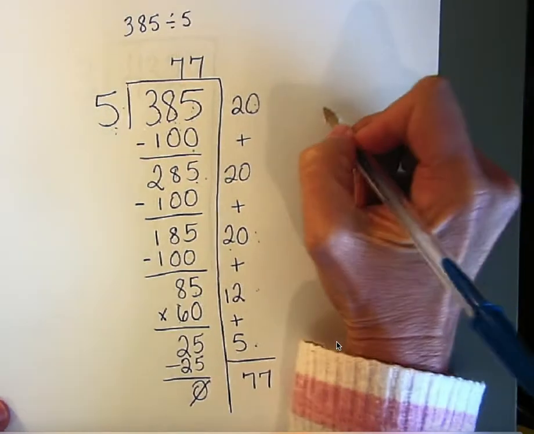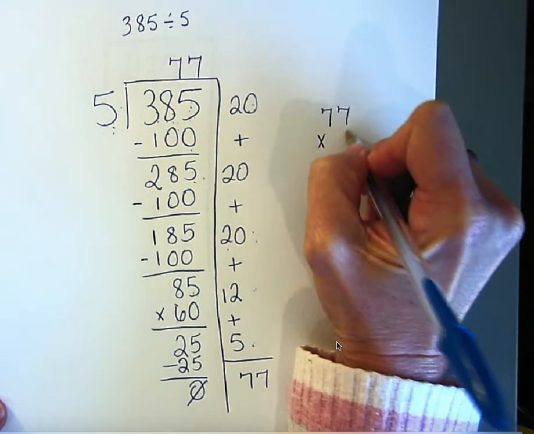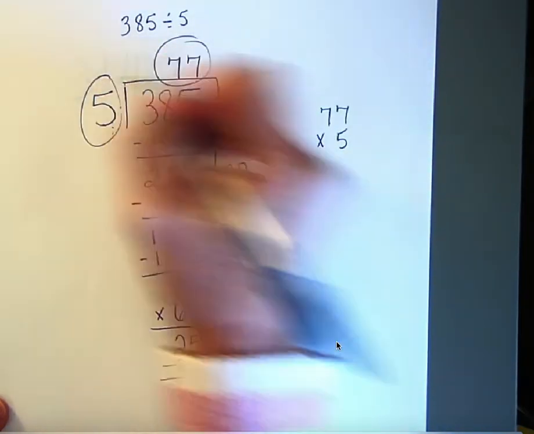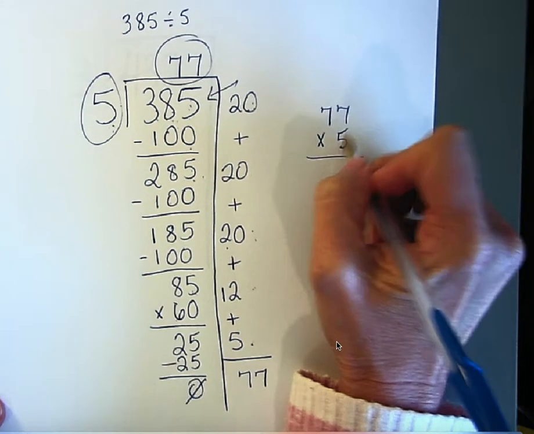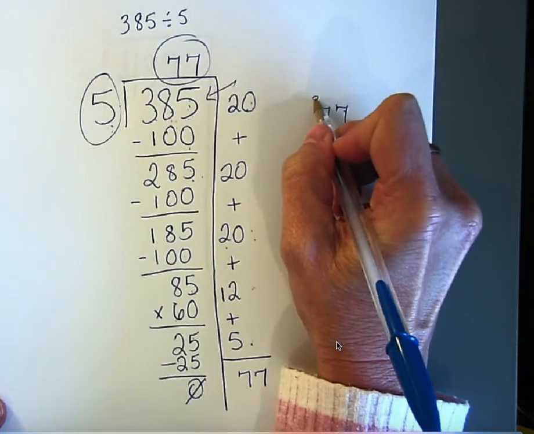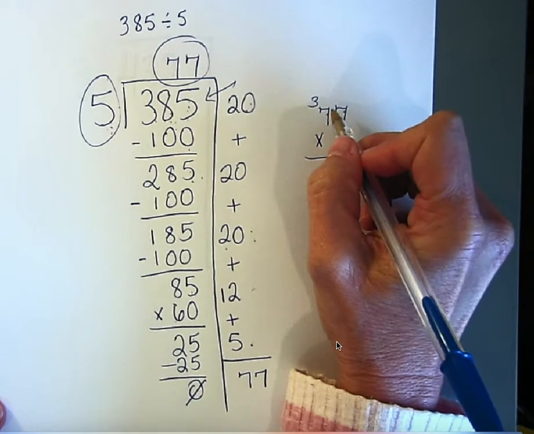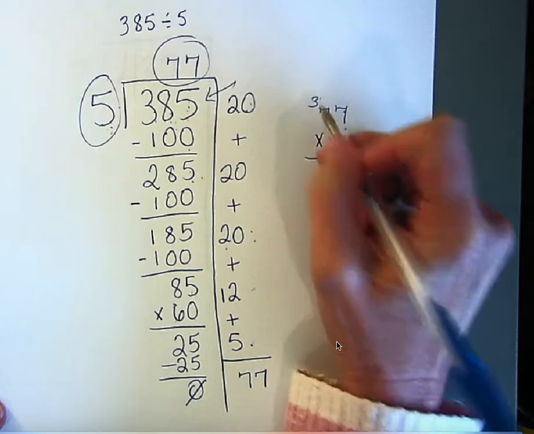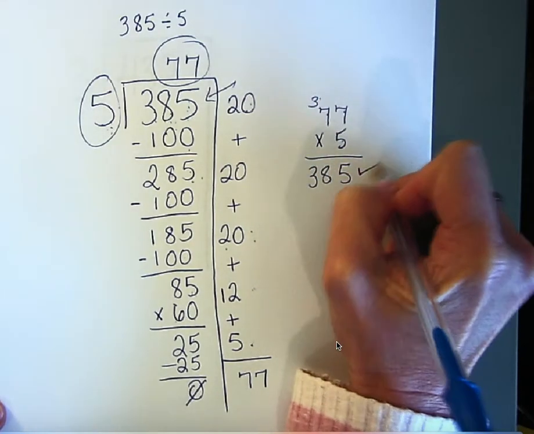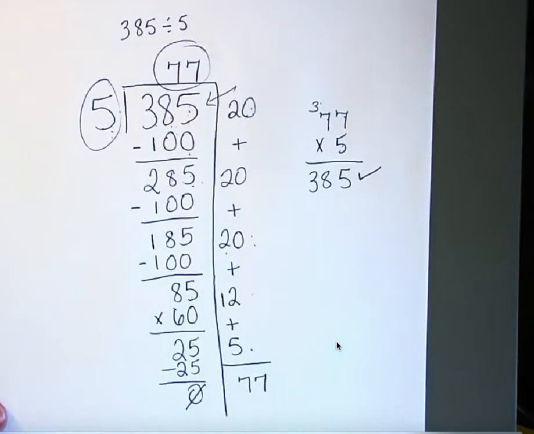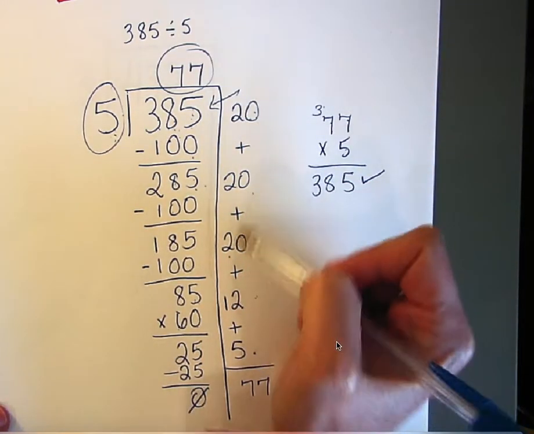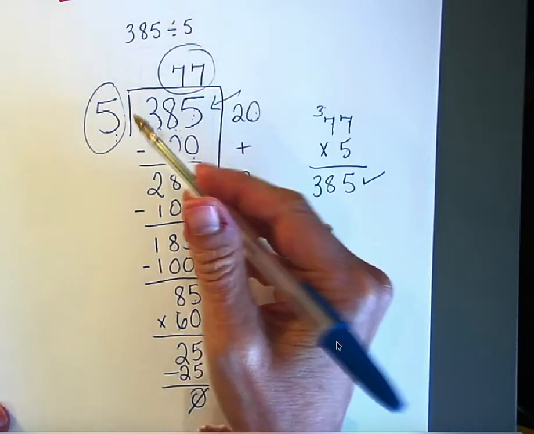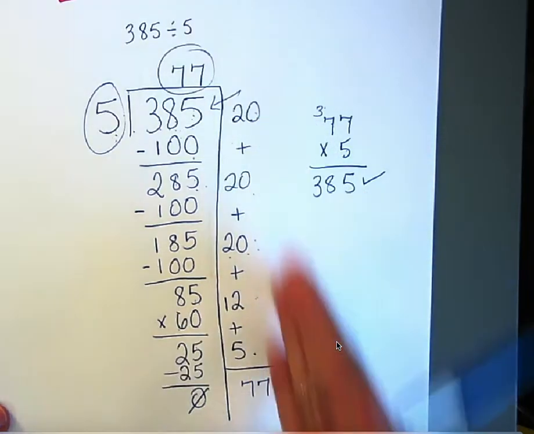I could always go back over here and check my work by multiplying out these two numbers to make sure it equals this number. And if I do 5 times 7, that's 35. I regroup. 5 times 7 is 35, and I added 3, and that's 385. And I got that one right. So that is one example of how to use partial quotients. Now, I didn't have to work with 20s. I could have worked with something smaller. I could have worked with 10s, but this is just an idea.